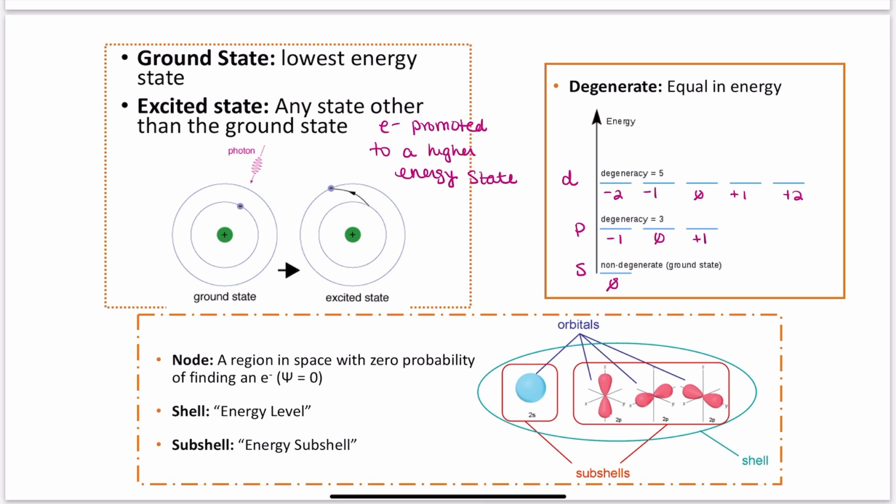We've also got node, shell, and subshell. A node, again, is that region in space with zero probability of finding the electron. Your wave function is equal to 0. The electron cannot reside there. It can flip between there, but it can't stay there. The shell is the energy level you're in. So like your n equals 1, your n equals 2, your n equals 3, whatever it may be. You can see here, our shell described here is the n equals 2 energy shell. Subshell is your energy subshell. So your subshells here are your s orbitals, your p orbitals. They're subshells within that overall energy level.